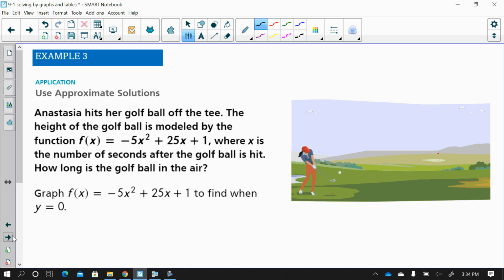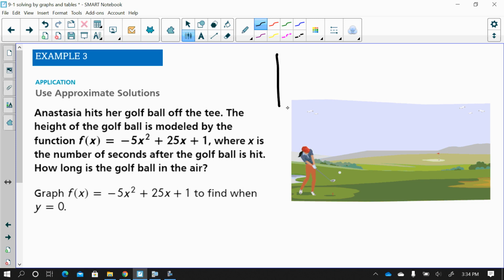Okay, so now let's take a look at some word problems. Okay, word problems are usually either asking you to find the maximum or to find one of the zeros. Okay, so think and remember the parabola is the path of the ball. So Anastasia hits her golf ball off the tee. The height of the golf ball is modeled by the function f of x equals -5x squared plus 25x plus 1, where x is the number of seconds after the golf ball is hit. How long is the golf ball in the air?